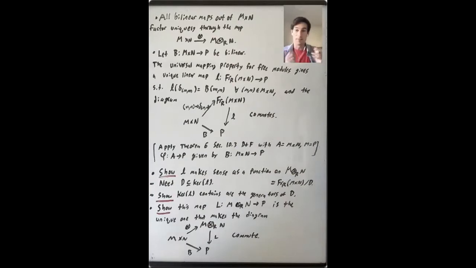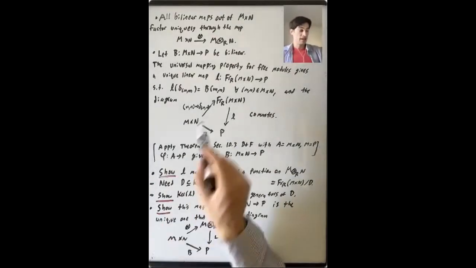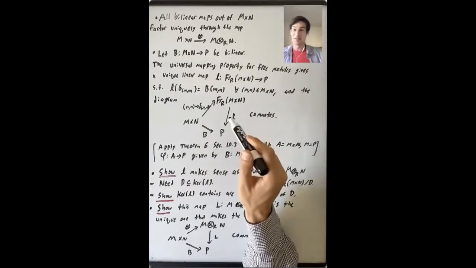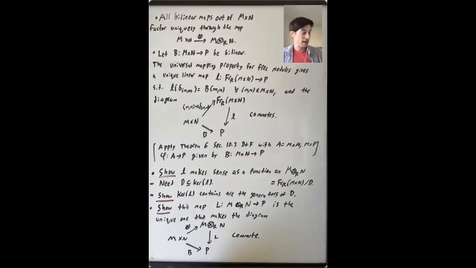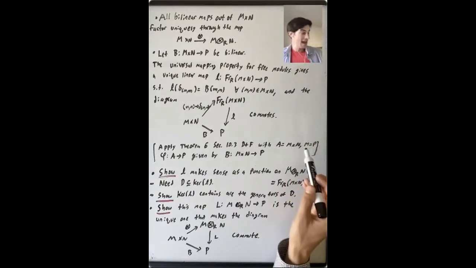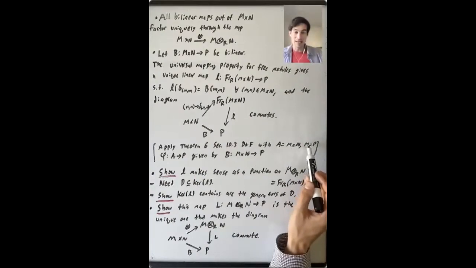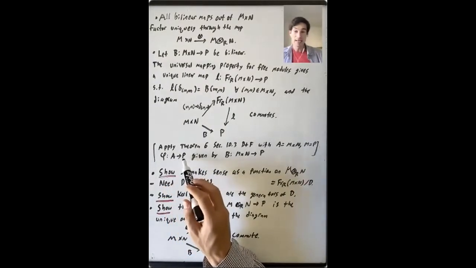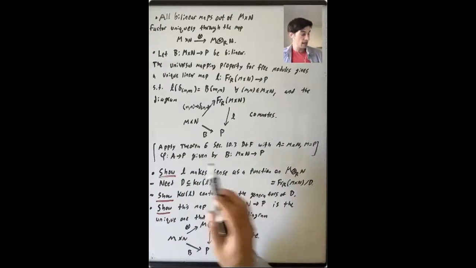Where did that come from? Well, this is exactly what is stated in Theorem 6 of Section 10.3 from last time. If you apply this theorem with A equal to M × N, and unfortunately the notation is a little overloaded, the M in the statement of that theorem should be P, and this map of sets from A to P, in this case, well, A is M × N.